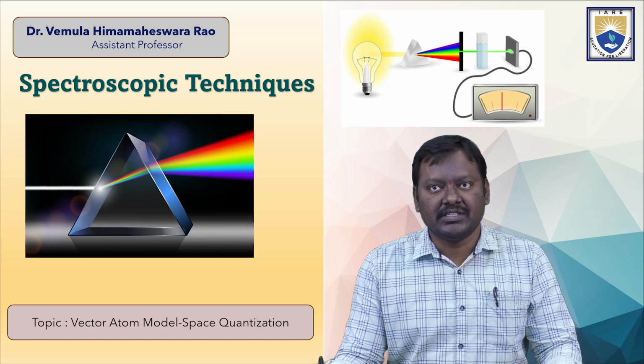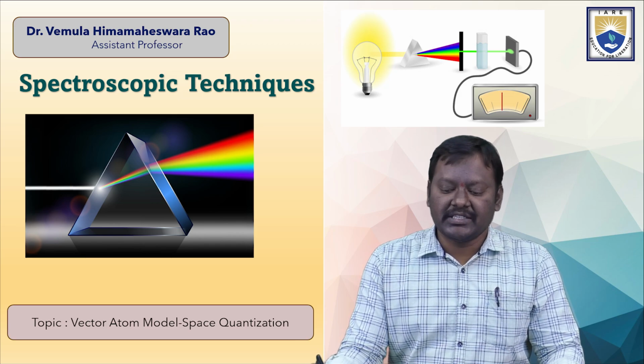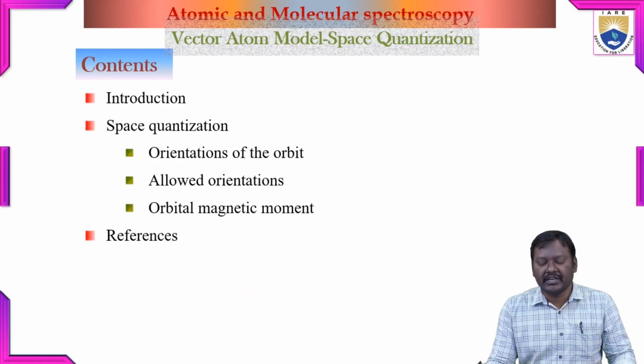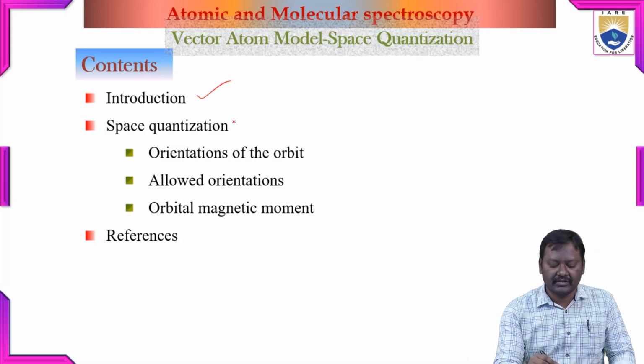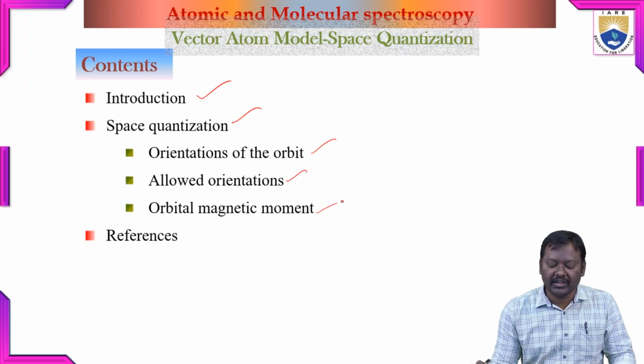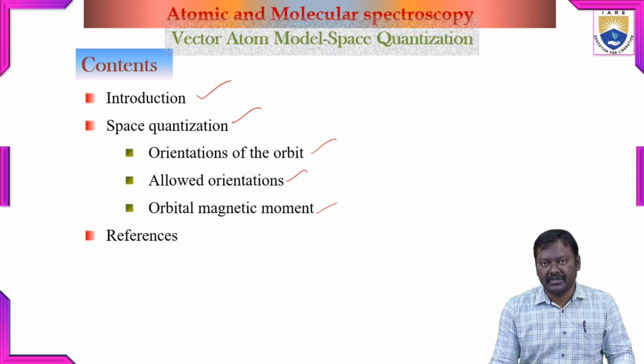Today we are going to discuss the vector atom model and space quantization. The contents of this presentation are introduction, space quantization, orientation of the orbit, allowed orientations, orbital magnetic moment, and finally, references.